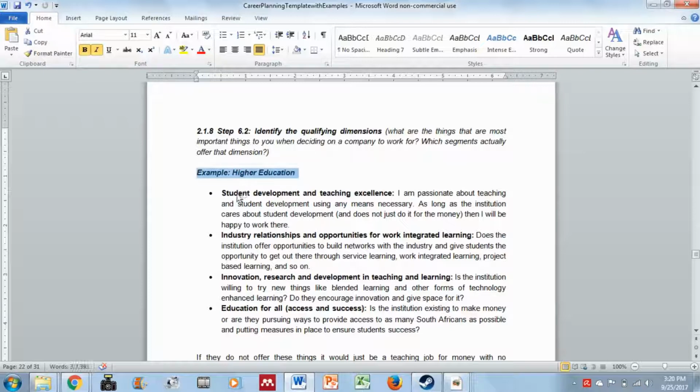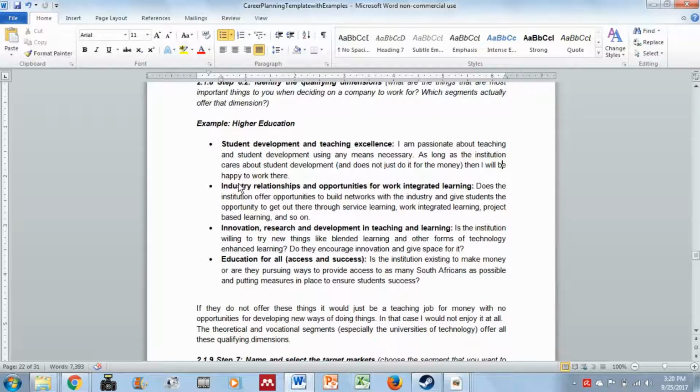In higher education, I want a focus on student development and teaching excellence, and I explain why I'm passionate about teaching and student development. As long as the institution cares about student development and not just about money, then I'll be happy to work there. The next thing I care about is industry relationships and opportunities for work integrated learning. Does the institution offer opportunities to build networks with the industry and give students the opportunity to get out there through service learning, work integrated learning, project-based learning, and so on?